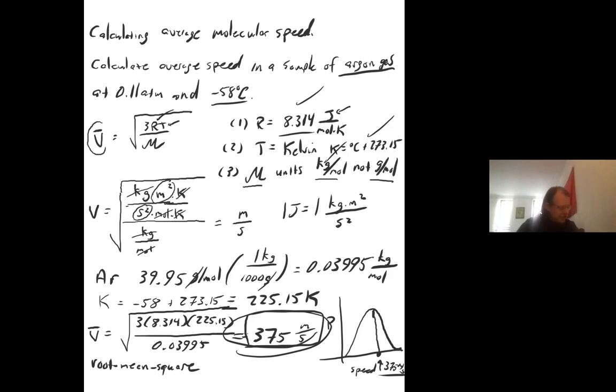I'm just going to use this little notation right here, but you could also write it this way, VRMS. You might see it like that too. Okay, so for our purposes, VRMS is the same as V bar. And that's pretty much it for the gases. You don't have to do much more than that. There are some other types of problems that people sometimes do, but we don't need to worry about those. Okay, and that's pretty much it for gases.